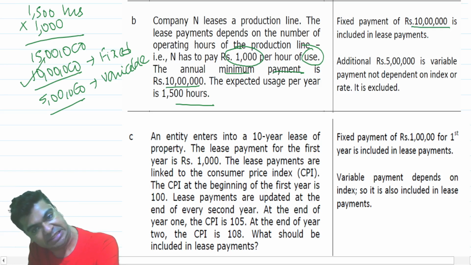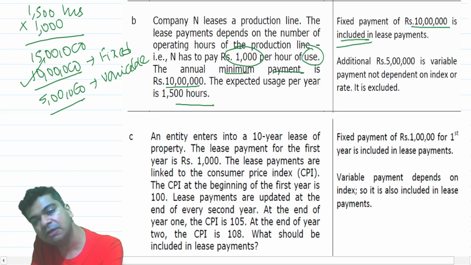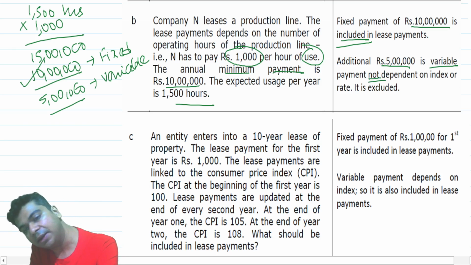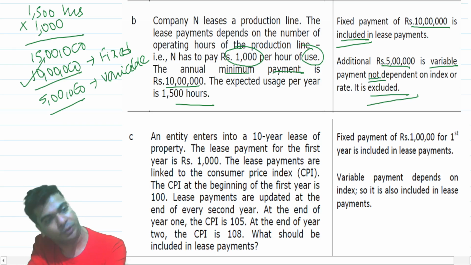Fixed payment of rupees 10 lakhs is included. Additional 5 lakhs is variable. Payment is not dependent on an index or rate. It is excluded.